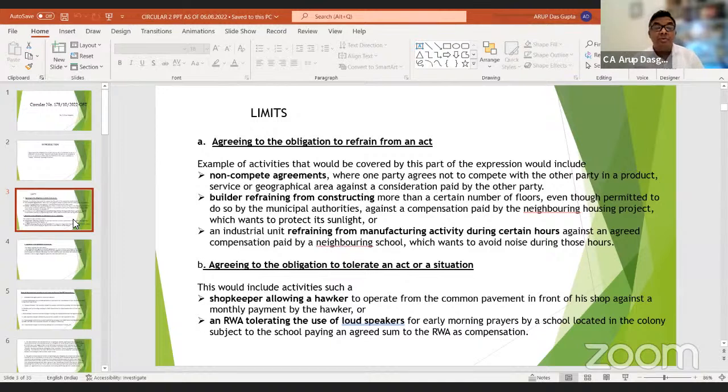The second type of example is agreeing to the obligation to tolerate an act or a situation. Say a shopkeeper is allowing a hawker to operate from a common pavement. The shop is there, in front there is a huge footpath, but the shopkeeper allows a hawker to sit there, and in lieu of that the hawker pays a certain amount to the shopkeeper. Since the place is not owned by the shopkeeper, he cannot give it as rent, but he is agreeing to the obligation to tolerate the act of the hawker sitting there, right?